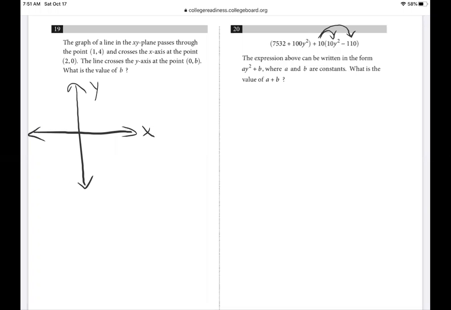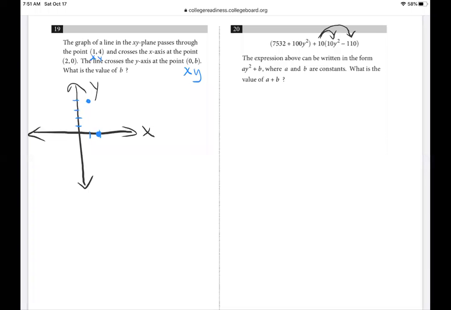So for 19, if you go ahead with the graphing approach, not the only approach, but if we plot those points, so we have (1, 4) and we have (2, 0), and we're told the line crosses the y-axis at the point (0, b). So essentially we are asked for the b, which is the y-intercept. So where will this line cross the y-axis if it continues?